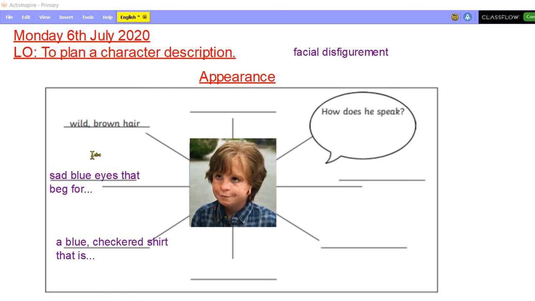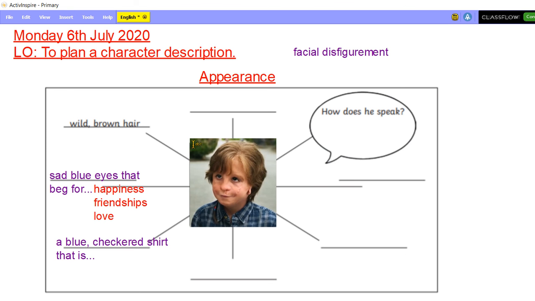So what could we have here? There's a variety of things we could have, and I'm going to list some. So I'll just do it in a different colour so that we can see it stands out. So that begs for happiness, maybe. That begs for friendships. That begs for love. Anything, okay? So that really tells us a lot about the character.